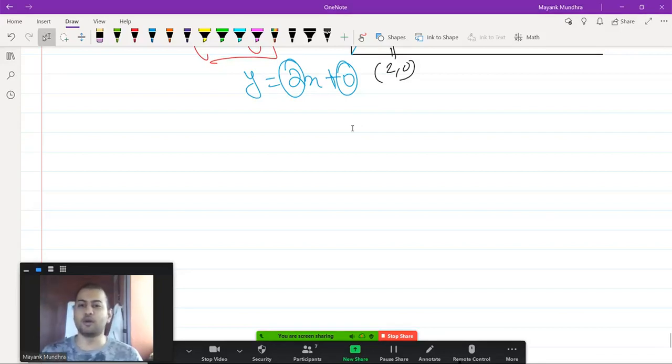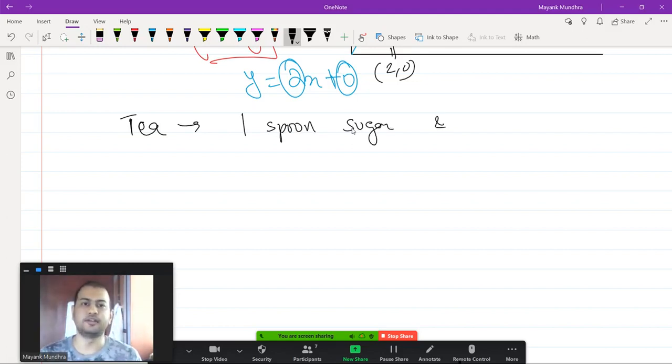Let's look at some economic intuition of this. What is u equals min of 2x comma y? What does it mean? Suppose you'd like to make your tea with 1 spoon sugar and 2 spoons of tea. So you always have this in this combination.